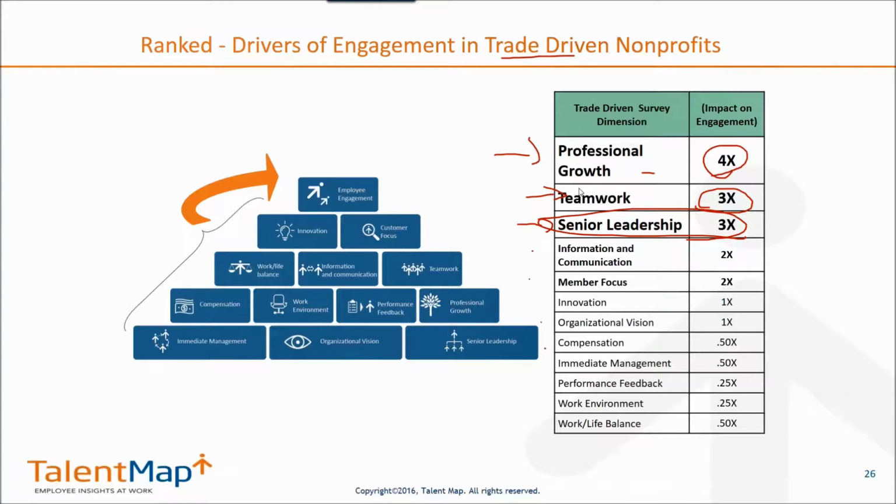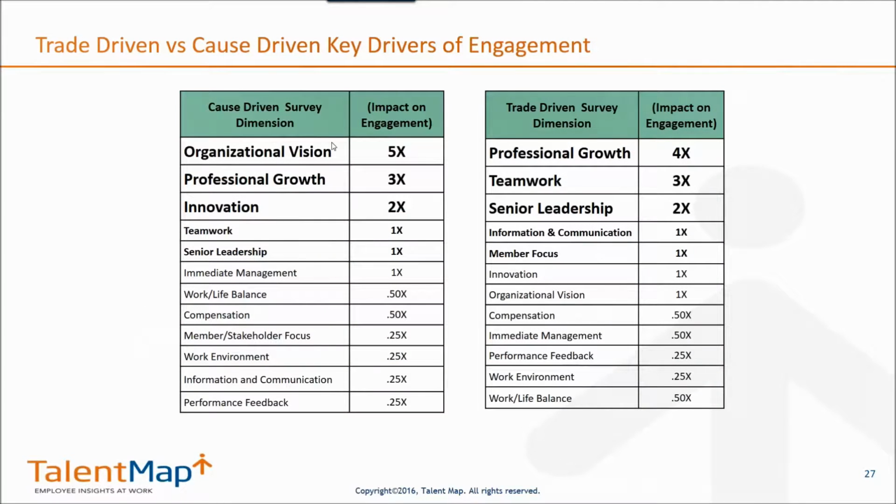What's interesting is what we see between trade-driven organizations, which are the table on the right-hand side, and cause-driven, which is what we had a chance to present last month. In cause-driven organizations, org vision is by far the first most important factor. In trade-driven, it's professional growth. Number two is professional growth in cause; number two is teamwork, three is innovation. Number three is leadership. So very different factors in general drive engagement in trade-driven organizations.